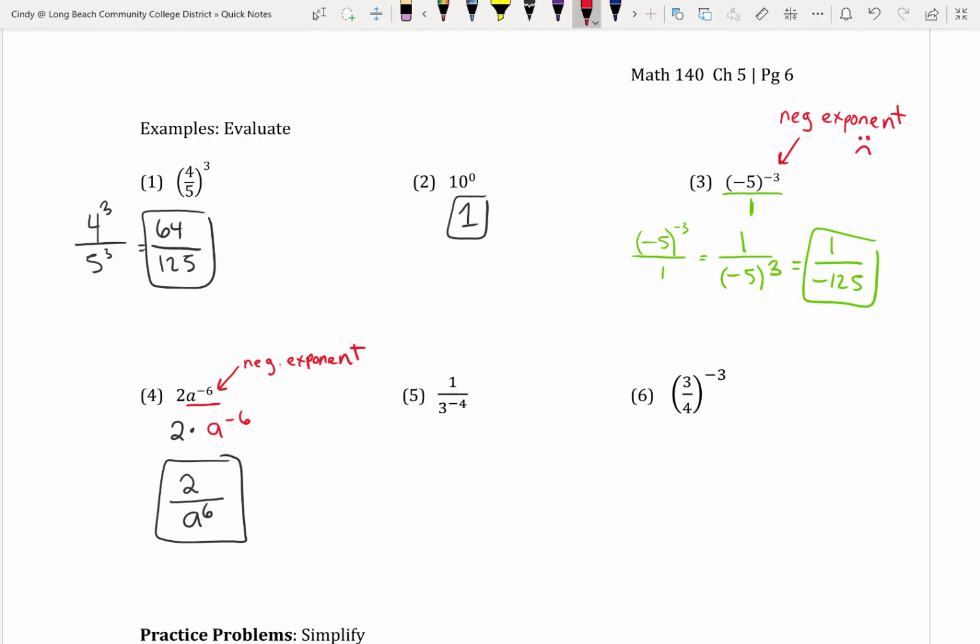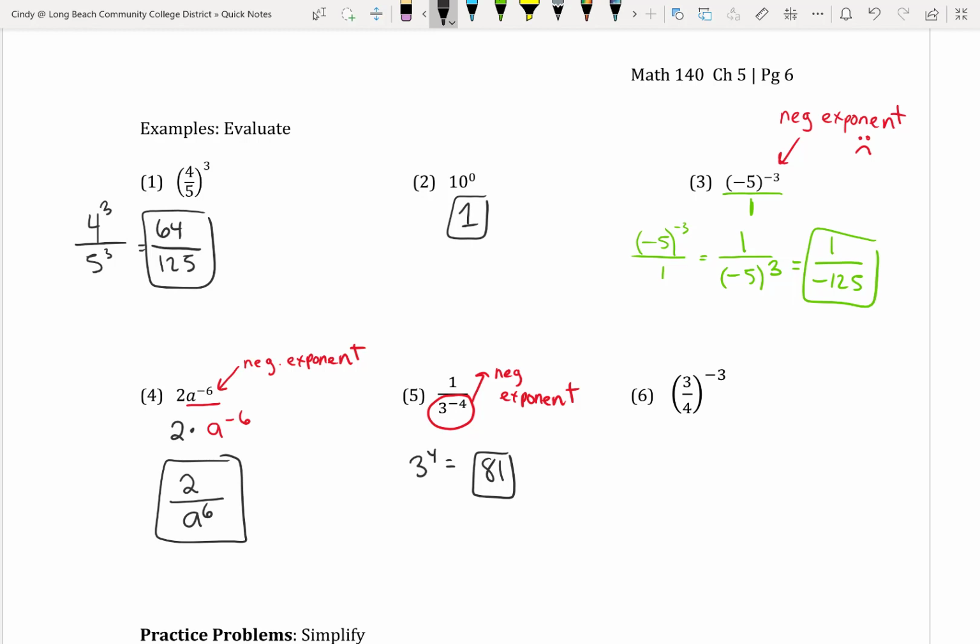Again, for number 5, we have a negative exponent. So that means we're going to move it to the top. And when we move it to the top, I'm going to have 3 to the 4. So this is 3 times 3 times 3 times 3. 3 to the 4th power is a positive 81.